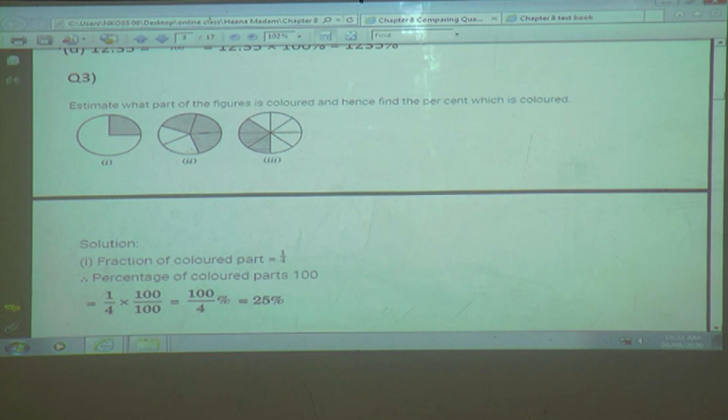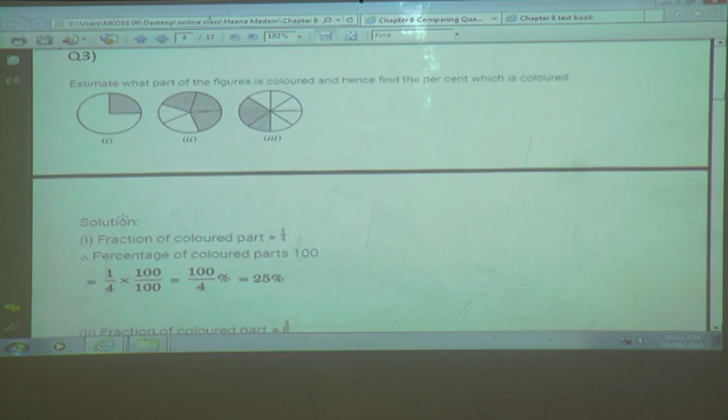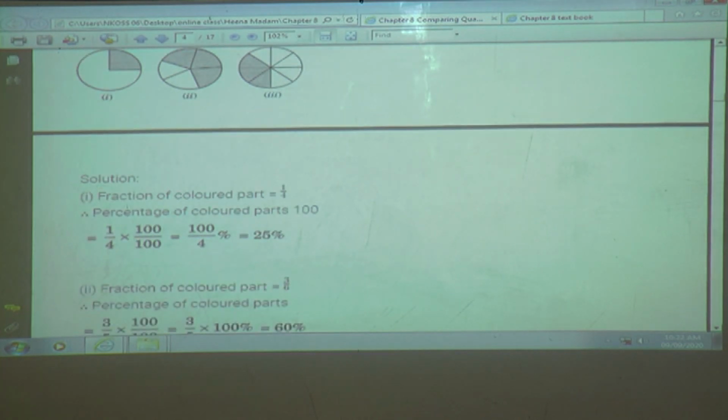Here we can say out of 5 parts, 3 parts are colored. Here out of 8 parts, 3 parts are colored. This is in the form of a fraction first. Then we have to write the fraction first and convert it into a percentage.